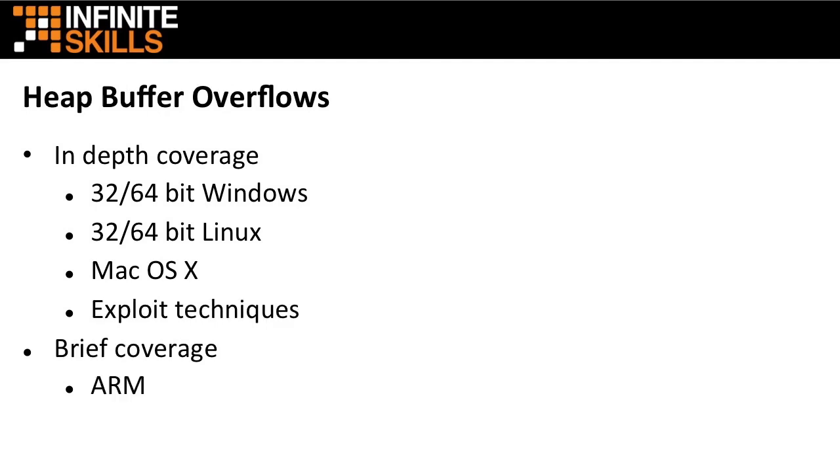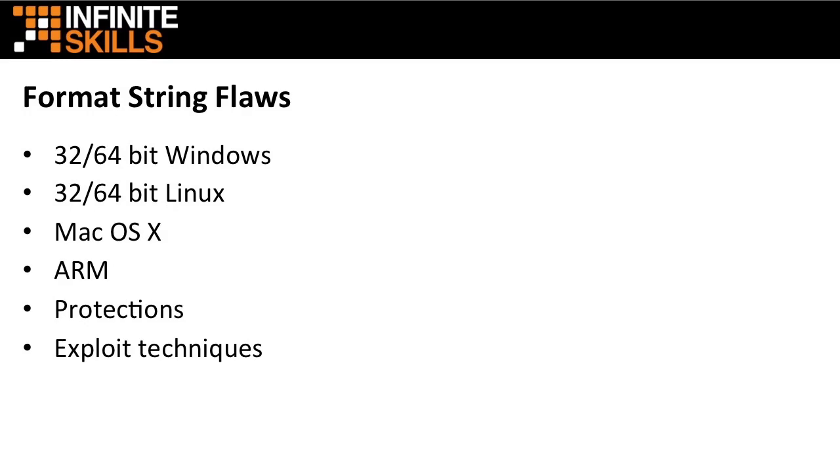We will then turn our attention to heap buffer overflows. And again, we will cover the 32 and 64-bit Windows and Linux platforms. We will cover Mac OS X. We'll talk about the different exploit techniques, which will vary quite a bit between these various platforms. We will also briefly cover the ARM platform and how that's a little bit different. And then we will move on to format string flaws. This is another fairly common flaw.